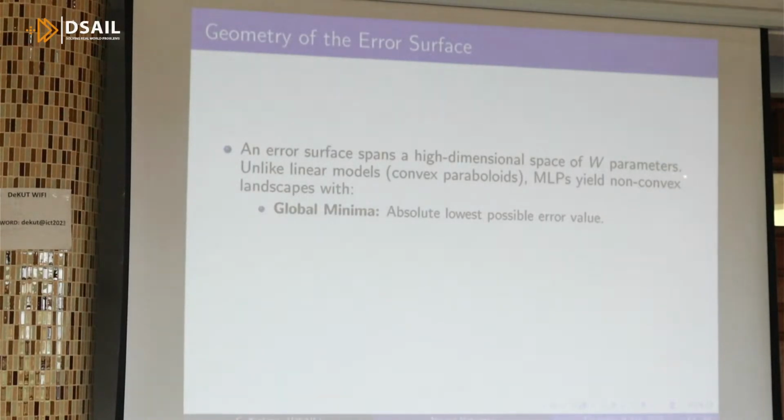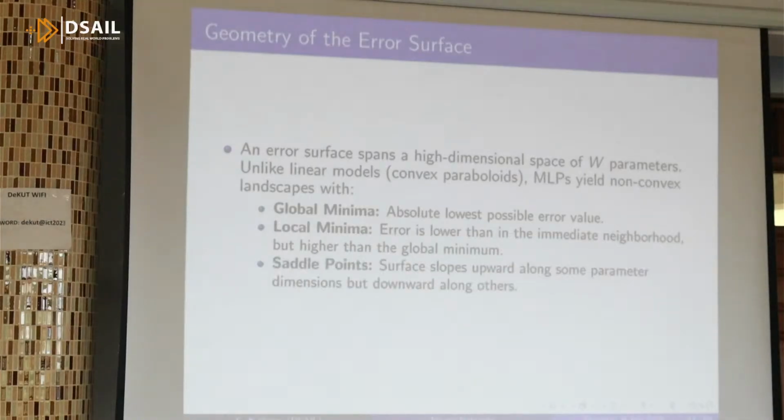So they yield non-convex landscapes which have a global minimum, an absolute lowest possible error value. They also have local minima where the error is lower than the immediate neighborhood but higher than the global minimum. And saddle points as well. You remember what a saddle point is? It's a point of inflection. All right.